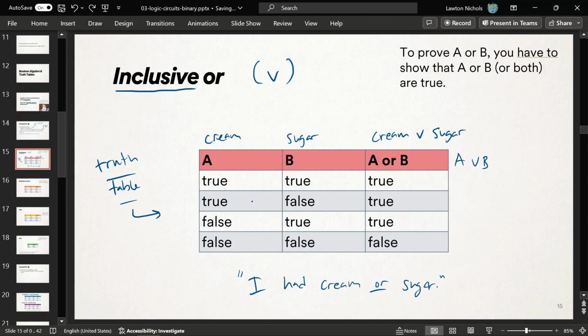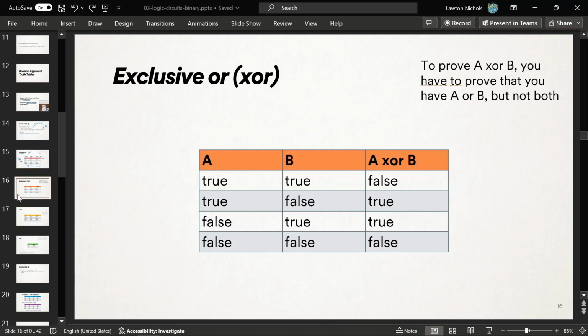Alternatively, just show that they're not both false. Okay, so that's inclusive or. There is now exclusive or. And do you see the difference? It's called XOR for short.